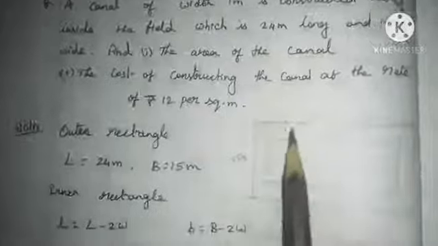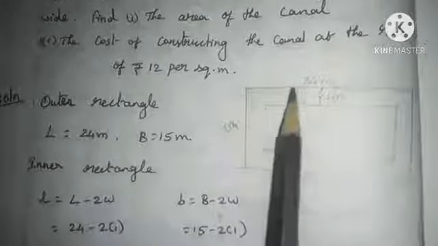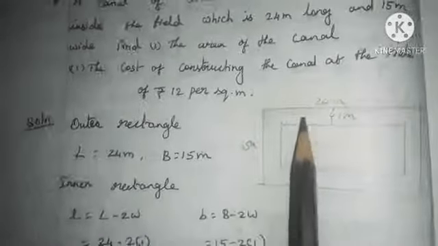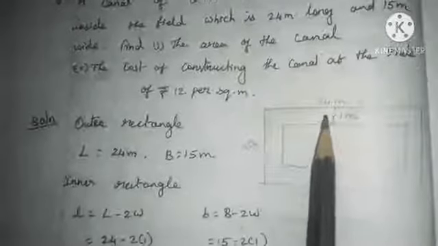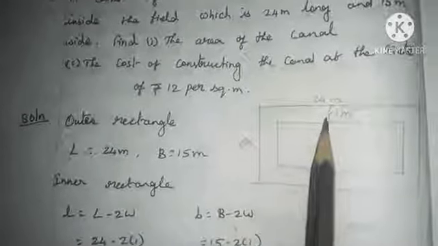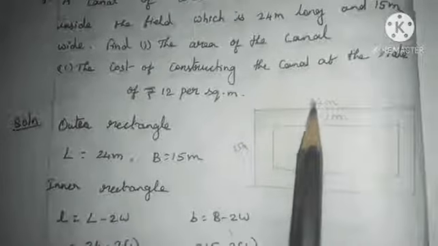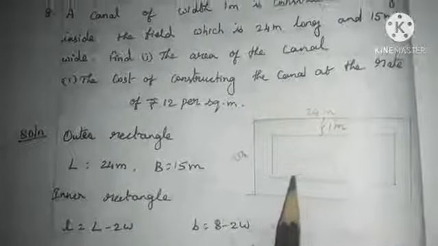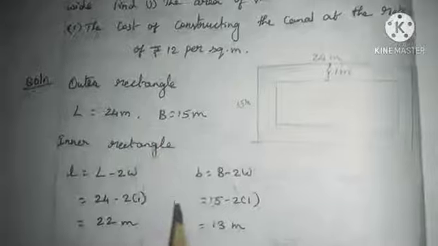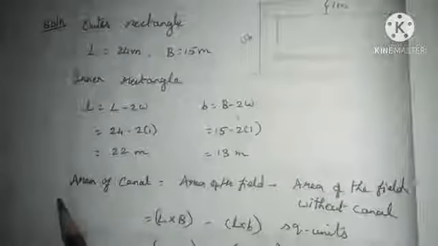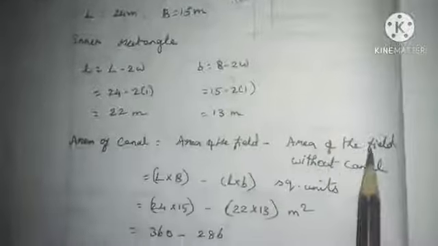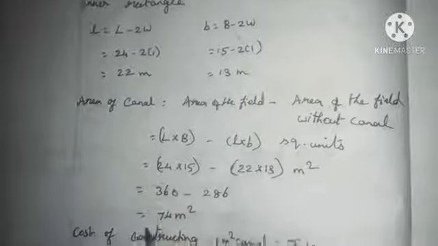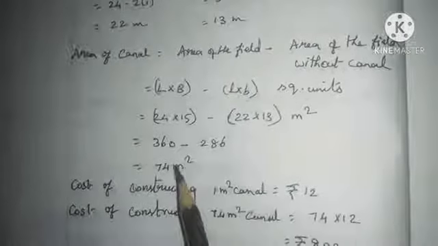Here also, they had given the outer length of the rectangle as 24 meter and breadth as 15 meter. And also they had given the width of the canal which is constructed inside, that is 1 meter. Using this outer length and this width, we are going to find out the length of the inner rectangle, and using the outer rectangle and inner rectangle, you can find the area of the canal. Area of the canal is equal to area of the field minus area of the field without the canal. Substituting all the lengths and breadths, we will get the answer as 74 meter square. This is the area of the canal.